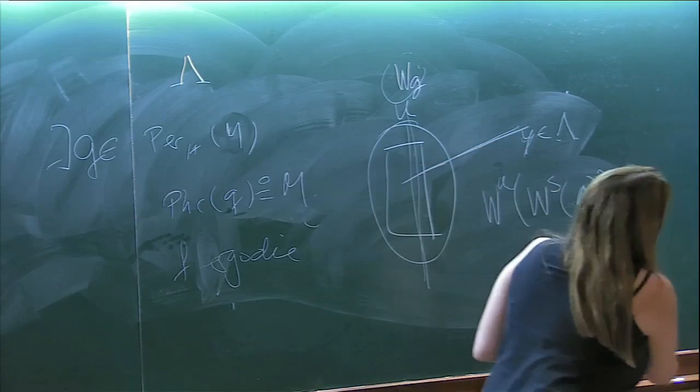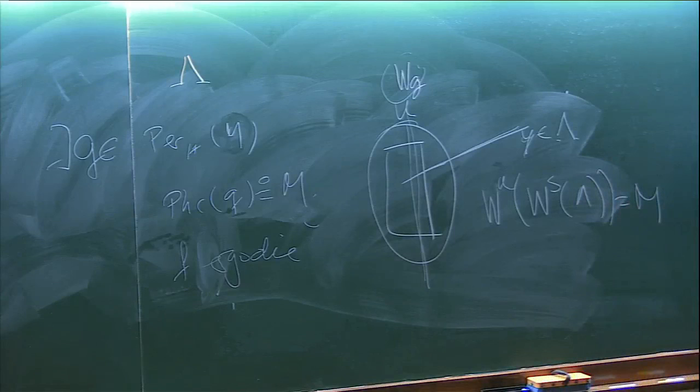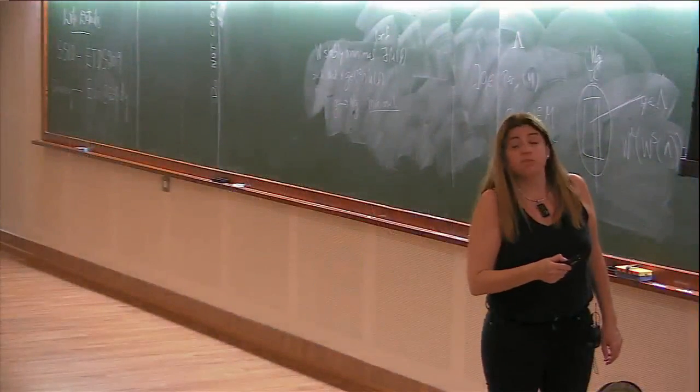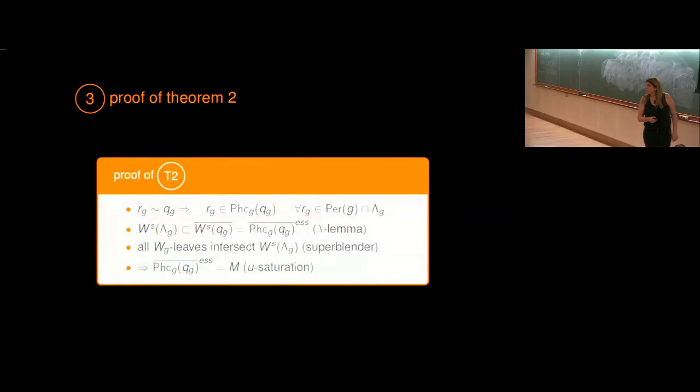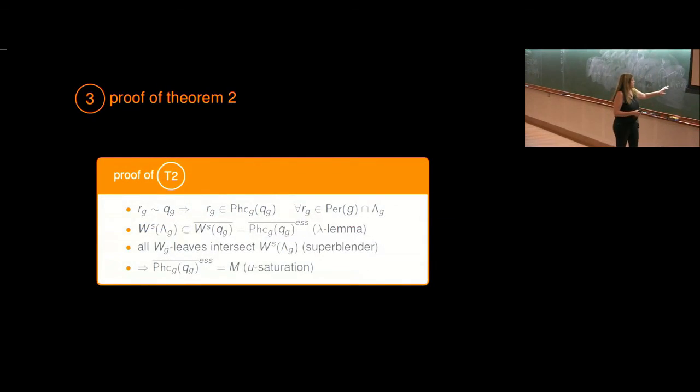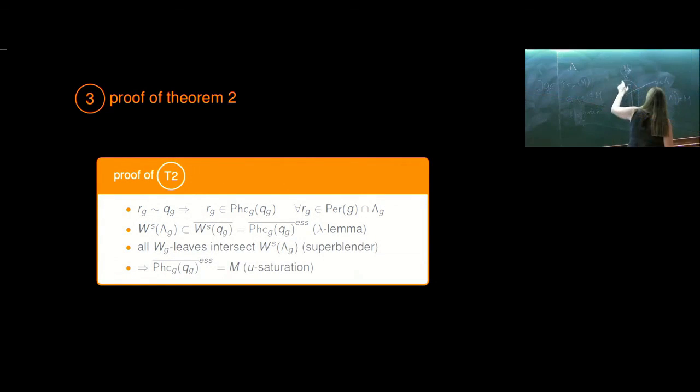But now I have told you that this was SU saturated. So this is all. Because it is stable by the superblender property, this cuts all. By the superblender property, by being close to minimality, all U strips get into this ball. And then they cut this, and then this is this, but this is SU saturated, so this is all. And so we have U saturation.